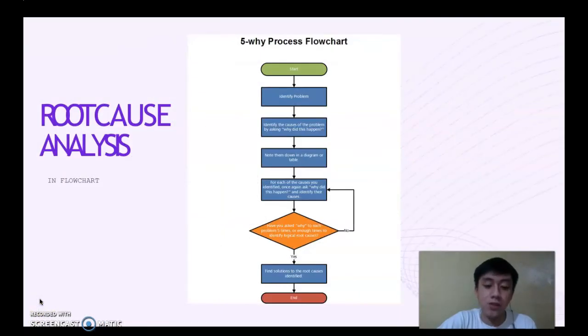5 whys process flowchart. As you can see, to fully understand the process of 5 whys, first identify the problem, identify the causes, and note them down. For each cause, ask why it happens. Also, ask it 5 times to identify the possible causes or the main cause of the problem. After that, solve it.